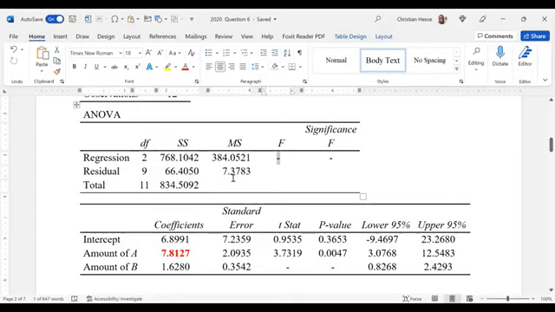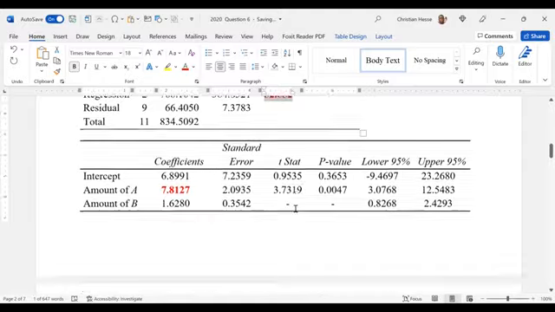Good. So what will be the value here? This divided by this will give us what? 384.0521 divided by 7.3783. What is the answer? 52.0515. To 3 decimal places? Two. Okay, 2, and we round it. So that's the value here.